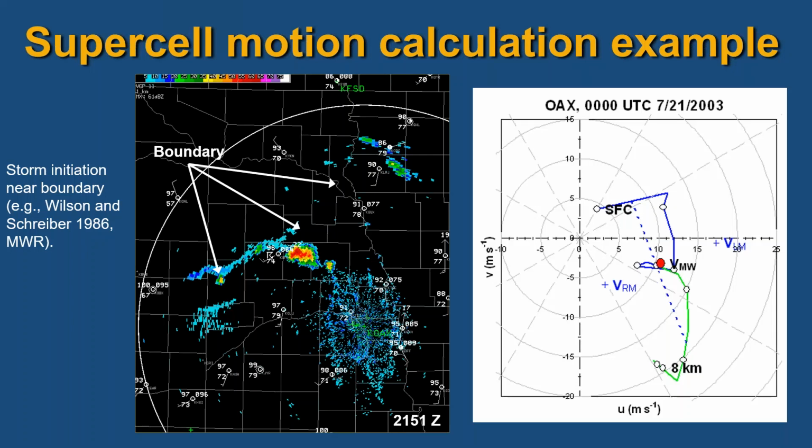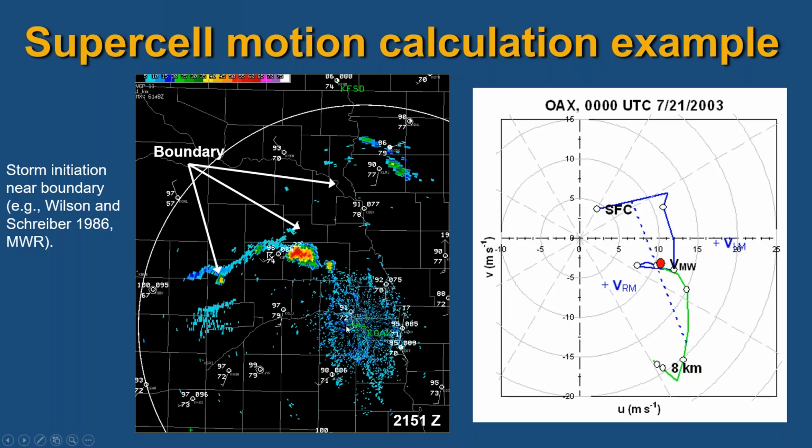So here's a case from eastern Nebraska, northwest of Omaha, where we have a boundary that was moving to the southeast, a frontal boundary, and we had storms developing along and ahead of that. If you look at the hodograph from Omaha, the surface to 4 kilometer hodograph, I believe, is in blue, and then the 4 to 8 is in green. You have the mean wind in red, and the left mover and the right mover predictions marked appropriately there.